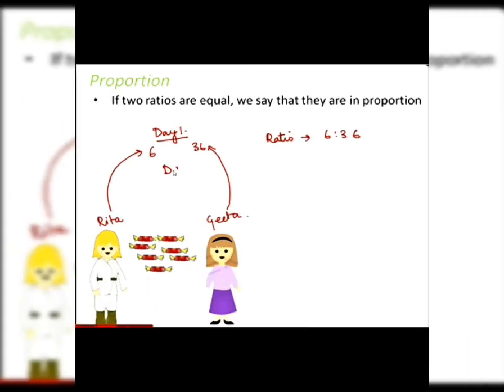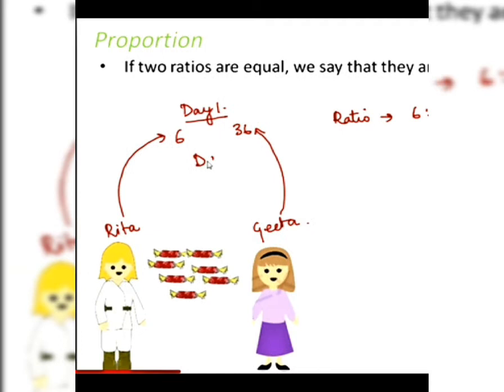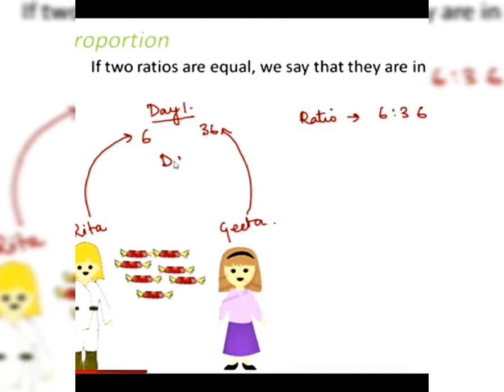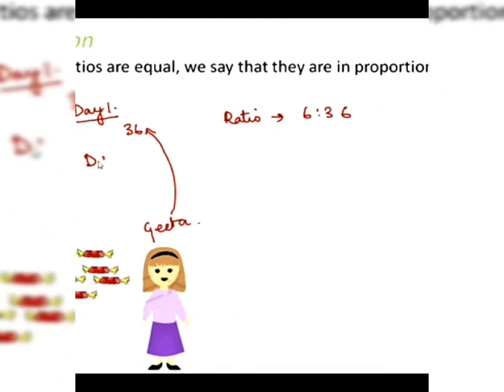Let's say there are two girls, Rita and Geeta. Say they have some number of trophies. Rita has 6 trophies and Geeta has 36 trophies. Now what is the ratio of the number of trophies Rita has to the number of trophies Geeta has? Rita has 6 trophies, Geeta has 36 trophies. So it means 6:36 is the ratio.